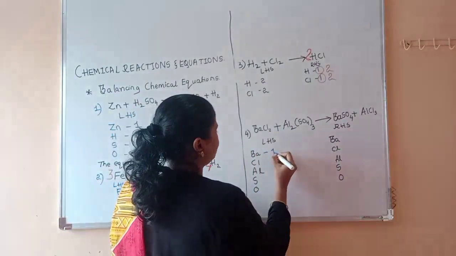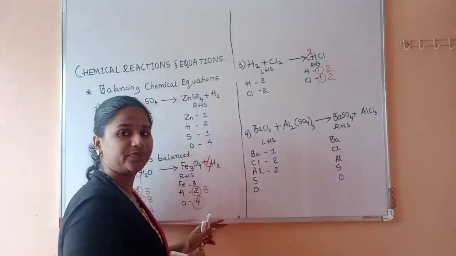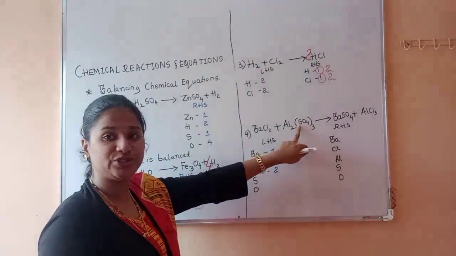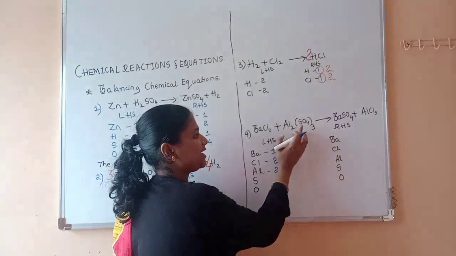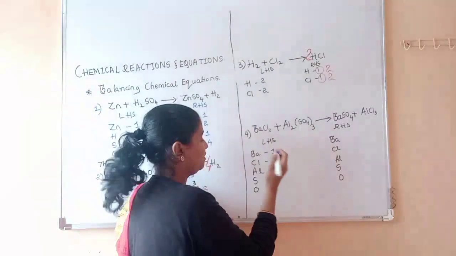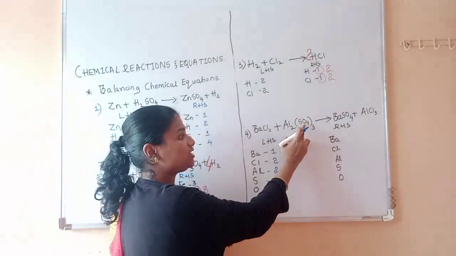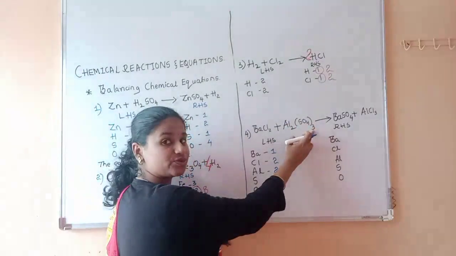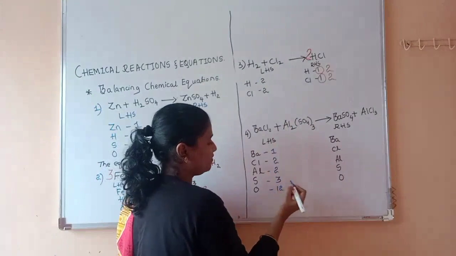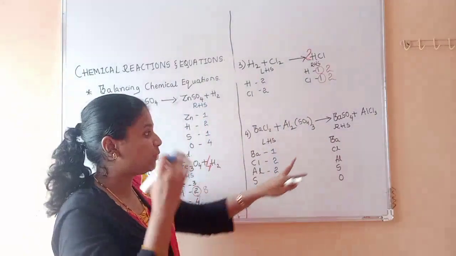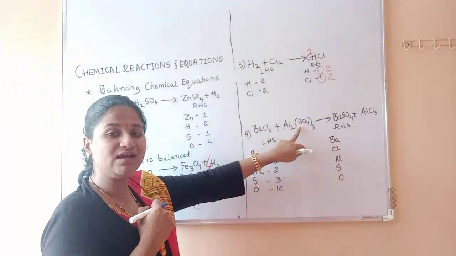Barium is 1, chlorine is 2, aluminium is 2. Now, when you get such molecules, polyatomic molecules, here bracket is there, S will be 3. Oxygen has 4 atoms, again 3 atoms. So 4 3s are 12. So oxygen has 12 atoms. We have to multiply the number with the atoms present in the bracket.